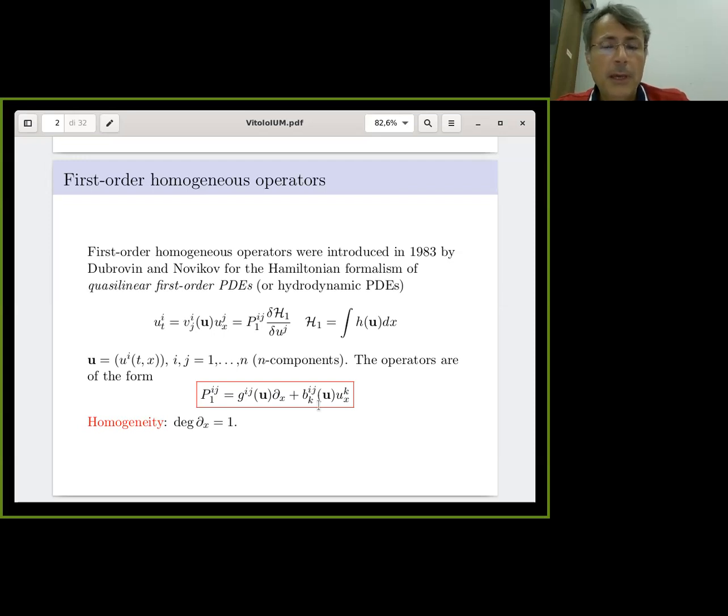The important fact about this operator is that it has geometric invariance properties, which make it a very interesting object to study, because also the quasi-linear first-order PDE systems are invariant in their form under transformations of coordinates. Of course, the simplest transformation that preserves the form of this quasi-linear first-order system is a transformation of the field variables into themselves. But we will consider a larger class of transformations in this talk.